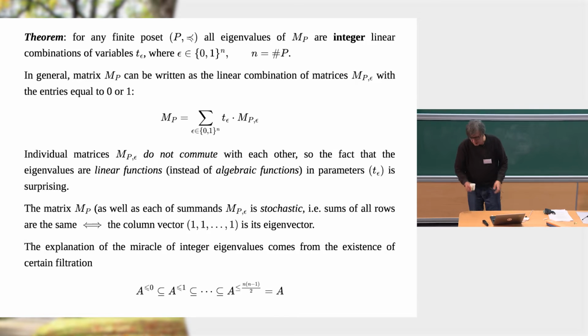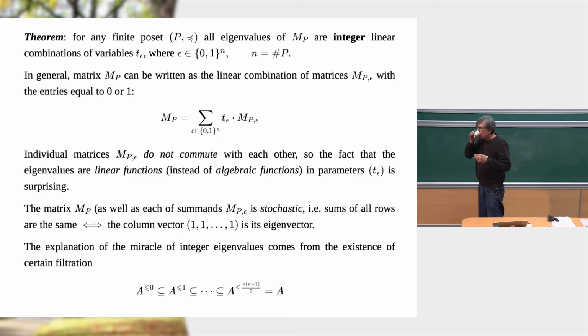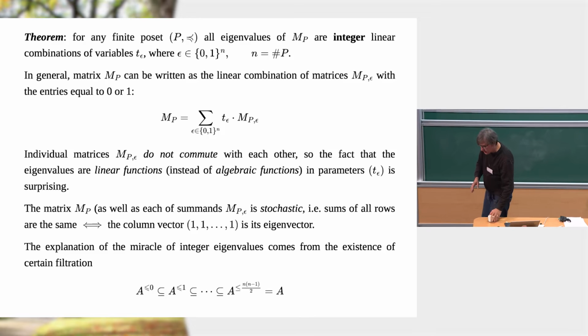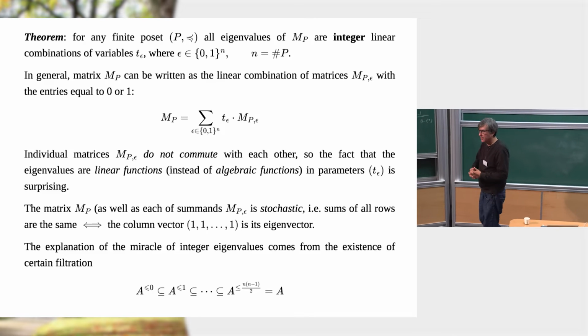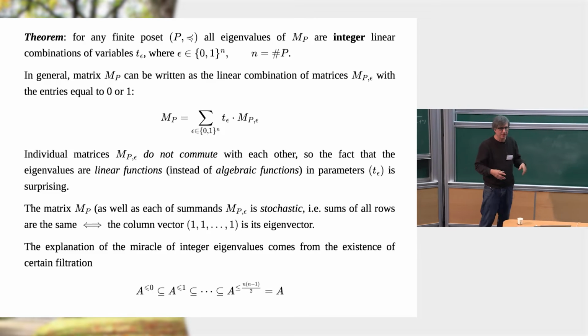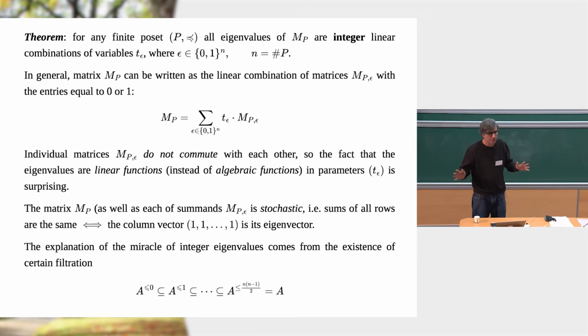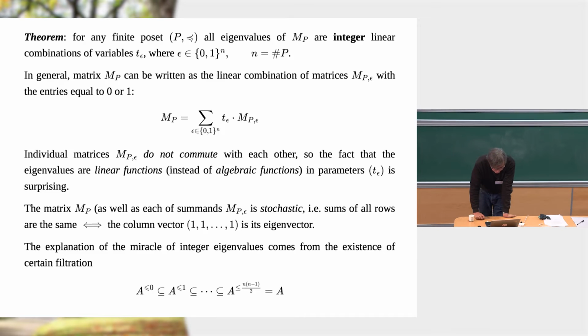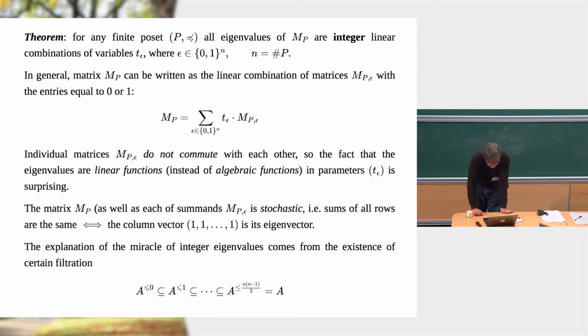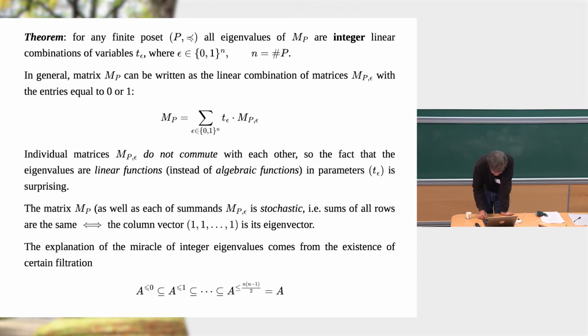And the first thing which is very surprising: how is it possible that you get a linear pencil of matrices whose eigenvalues are linear combinations of things, because matrices in general do not commute with each other? Matrices don't commute with each other, but what's going on? That's the main miracle.